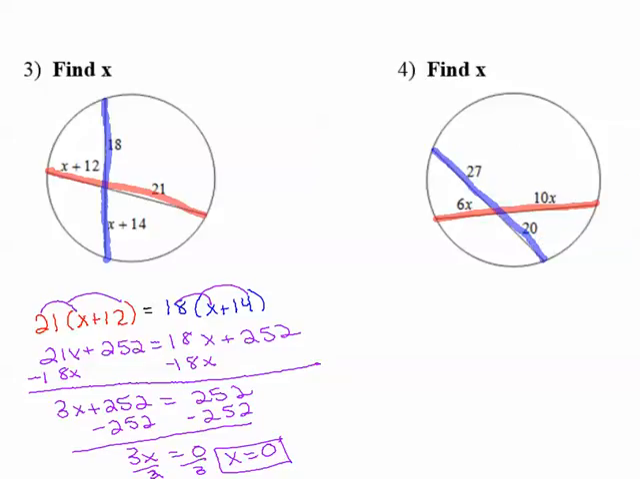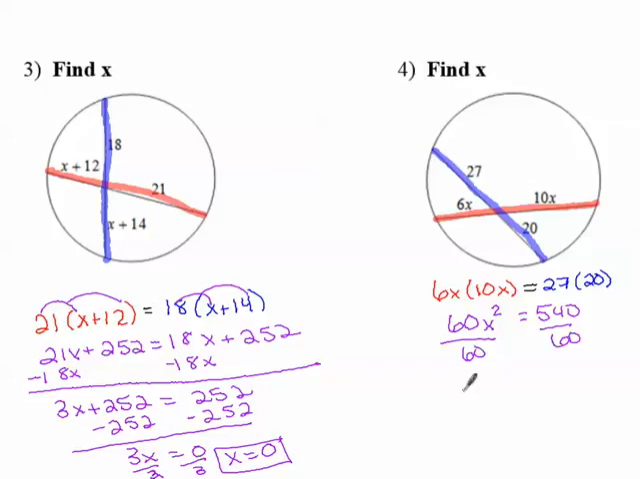So I'm going to start out and I'm going to say, okay, well, what's on red? I have 6x times 10x. And that equals 27 times 20. So now I'm going to multiply on both sides. On the left-hand side, I have 60x squared because x times x is x squared. 27 times 20 is 540. I'm going to divide both sides by 60, and x squared equals 9.